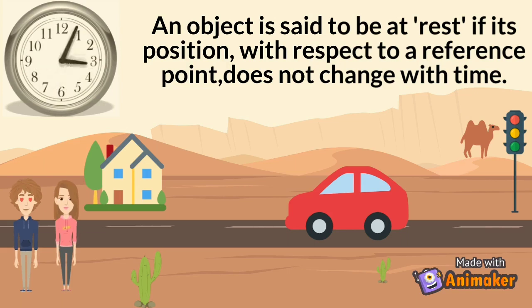An object is said to be at rest if its position with respect to a reference point does not change with time. Here it is clearly visible that the position of the car, the camel, the cactus, the boy, the girl and the house is not changing with respect to its immediate surrounding as time changes, so they are at rest.